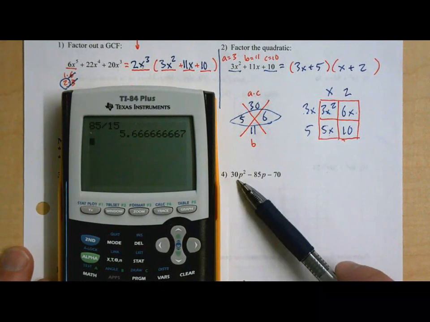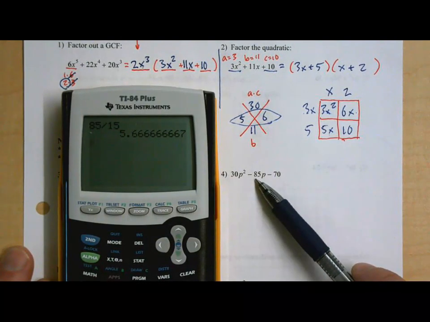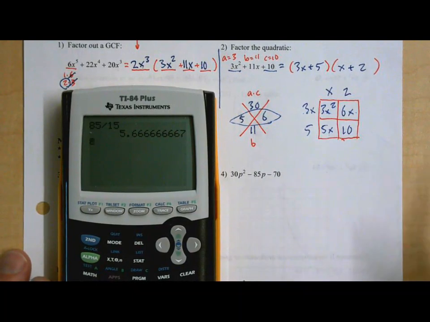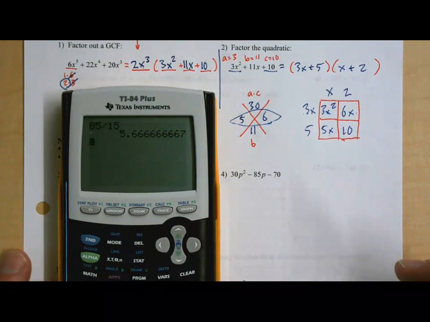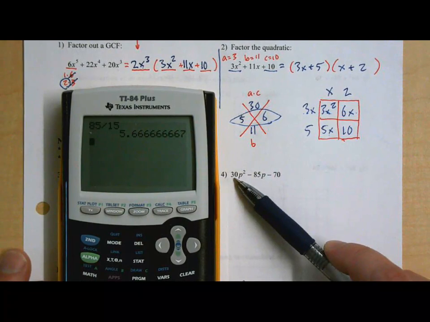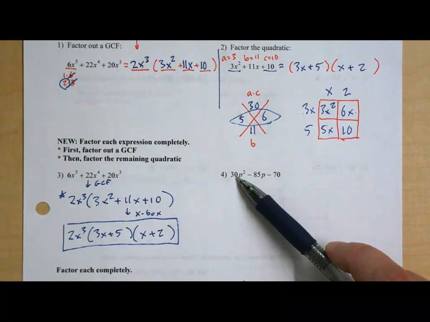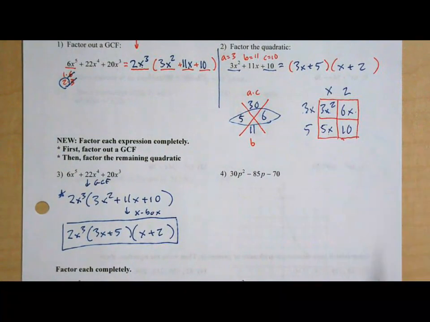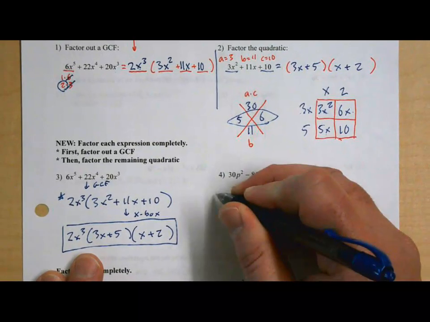I heard 5. You think 5? 5 definitely goes into all of them because they all end in 0 or 5. I think 5's it. The only things bigger than 5 that go into 30 are 10, 15, and 30, and none of them go into 85. So, yes, our GCF is 5. So let's get a 5 out in front.